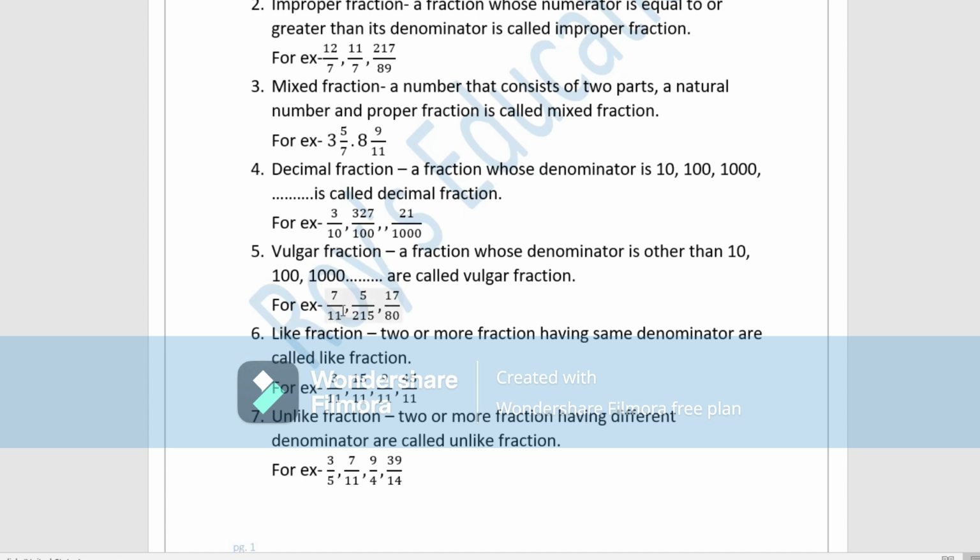So here as examples we can see 7 by 11, it's a vulgar fraction. 5 by 250, it's a vulgar fraction. 17 by 80, it's a vulgar fraction.